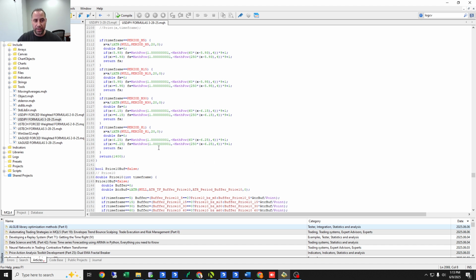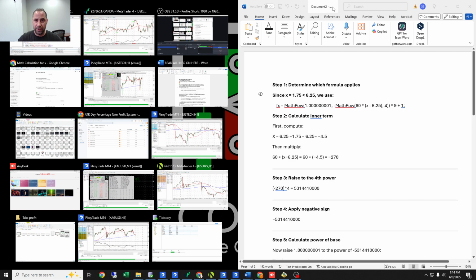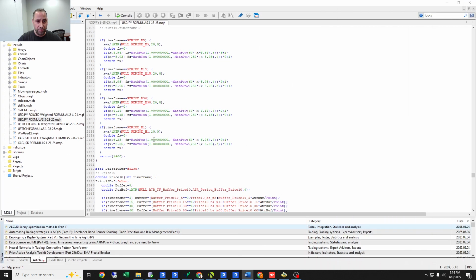Here's our formula, and the X value is going to be our ratio. So when we do the math here, we're going to take that 1.75 and put it into the X value. Step one is to determine which formula applies. Since 1.75 is less than 6.25, we're going to use this formula over here. And we've already mapped it out for us over here. So let's do that really fast.